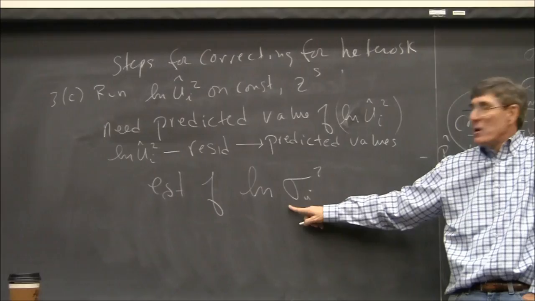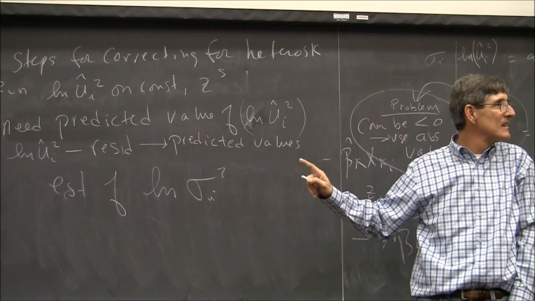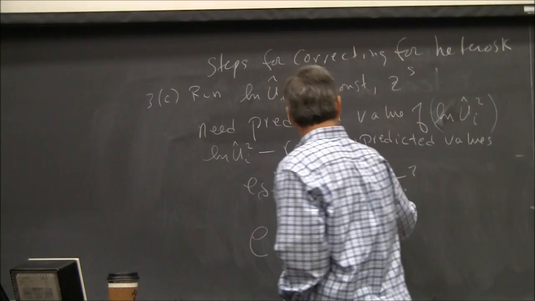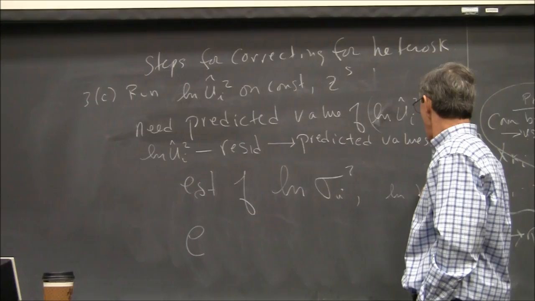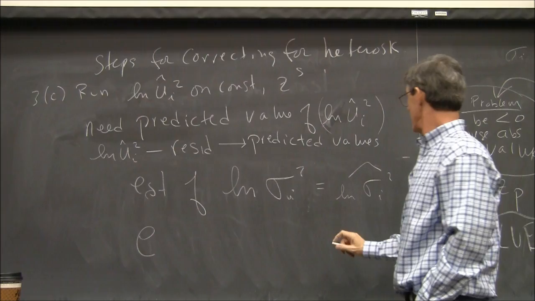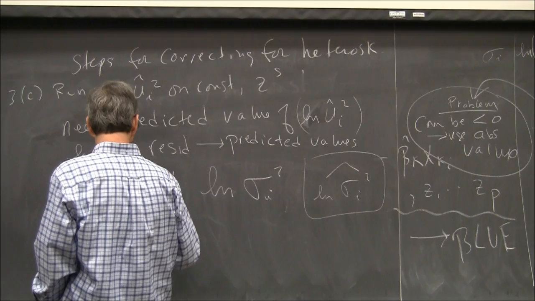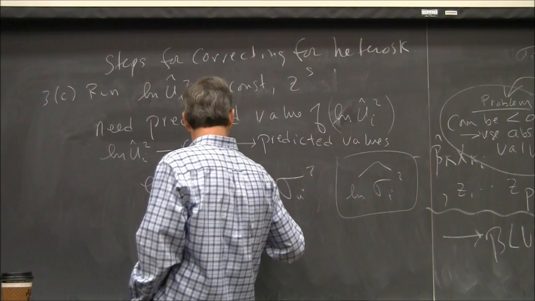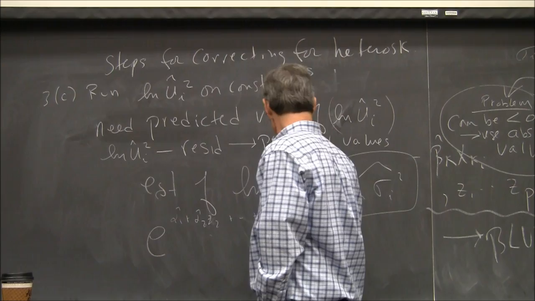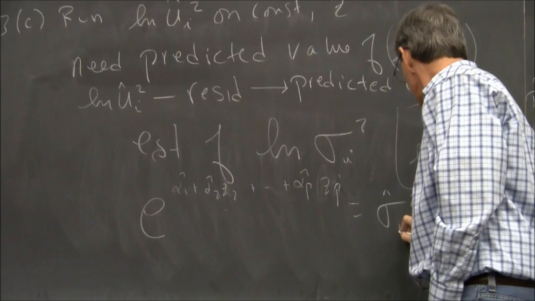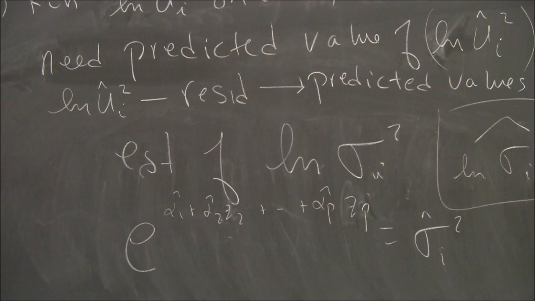We need to get back to sigma I. So if I take E to the log, so I've got an estimate of this. Call the estimate log sigma I squared half. So that's the estimate. Now I just take E to that estimate. E to the alpha 1 hat plus alpha 2 hat z2 plus alpha p hat zp. That's an estimate of sigma squared. All I've done is take E to this thing to get sigma squared. Then I take the square root of that to get sigma I hat.